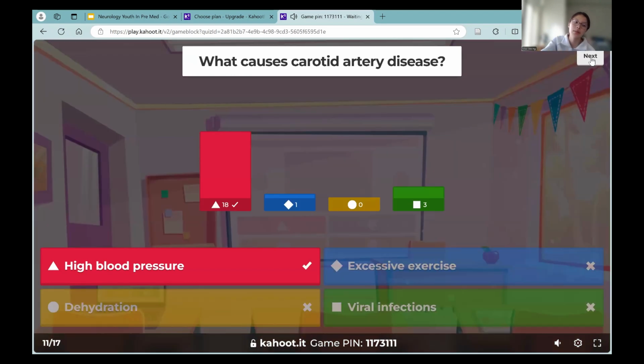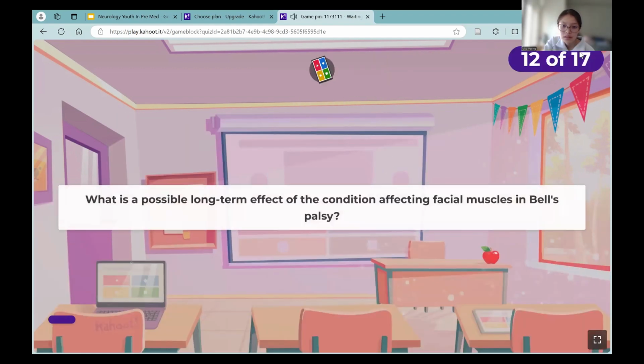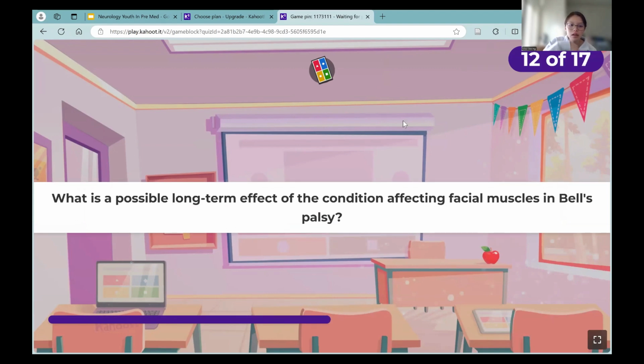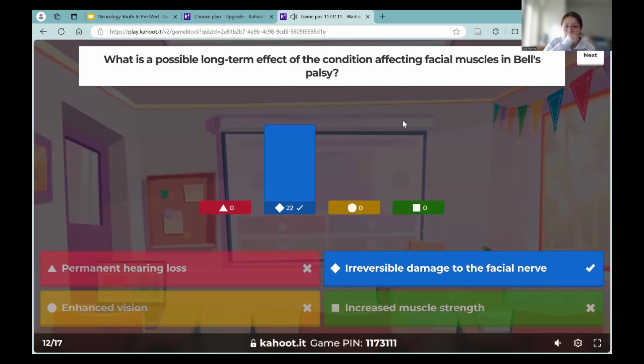Right, so this is characterized by high blood pressure, viral infections, and excessive exercise or other causes that aren't related to this disease. Okay, and then what is a possible long-term effect of the condition that affects facial muscles in Bell's palsy? Okay, this is good. Yeah, everyone got this right. Good job.